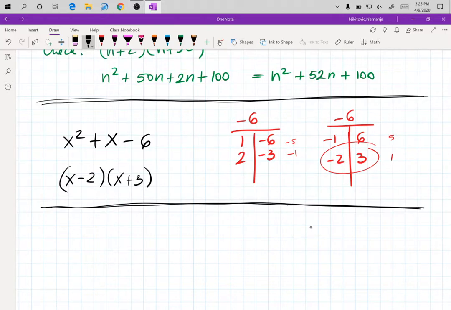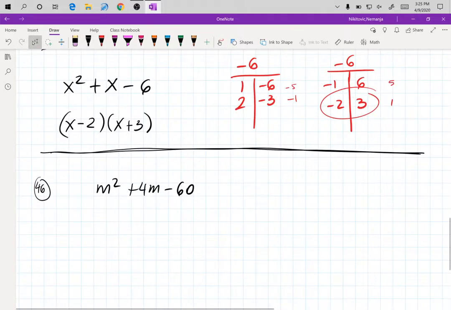Let's see. Another one with the minus sign. The minus with a negative c. Problem 46 says m squared plus 4m minus 60. Every single problem is always the same.